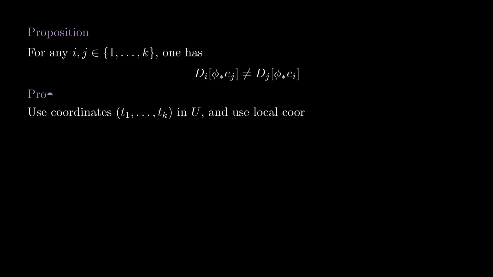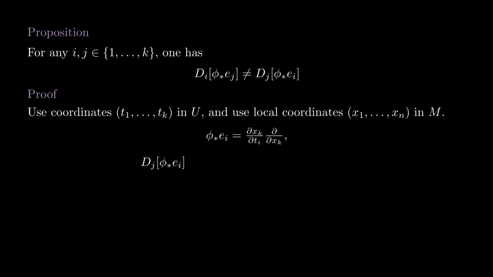We use the letters t1, t2, and so on for the coordinates in R^k, and x1, x2, and so on for local coordinates in M with respect to a chart. In these coordinates, phi_* e_i is given, using the chain rule, by the derivatives of the x^k's with respect to t_i times the derivative with respect to x^k.